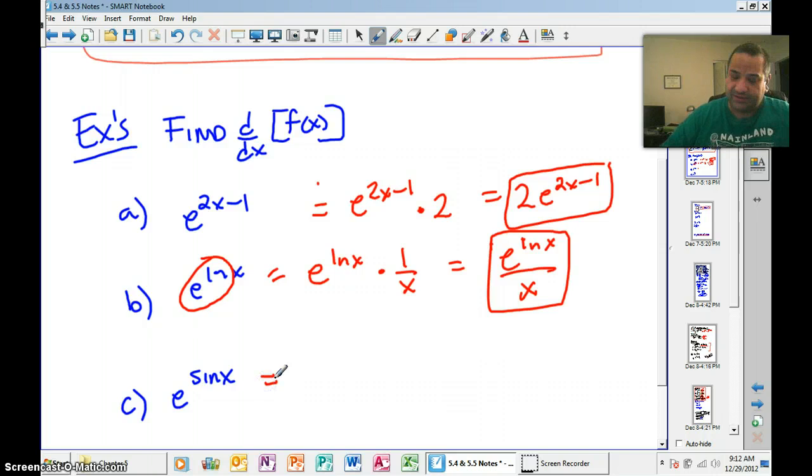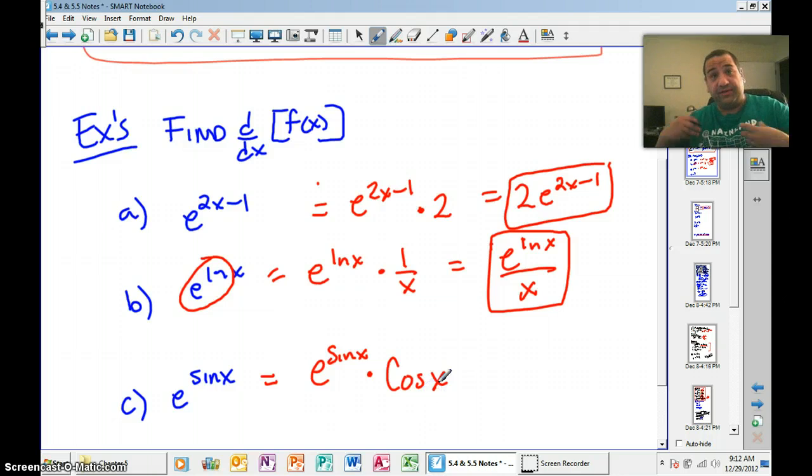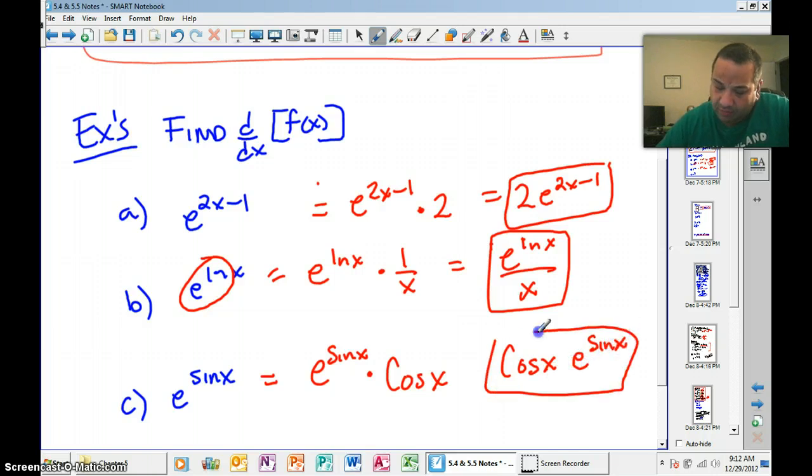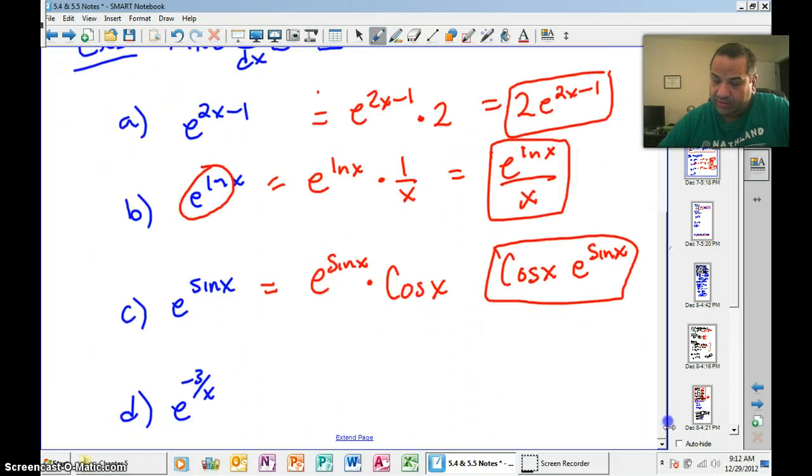Yes, folks. Would I start the new year with something crazy? Oh, you say here's the sine. It's still going to be e to the sine of x times cosine of x, because the derivative of sine of x is cosine of x. So I would write that probably like this: cosine of x times e to the sine x. Either way, it doesn't matter which way you write it, you know it's commutative.